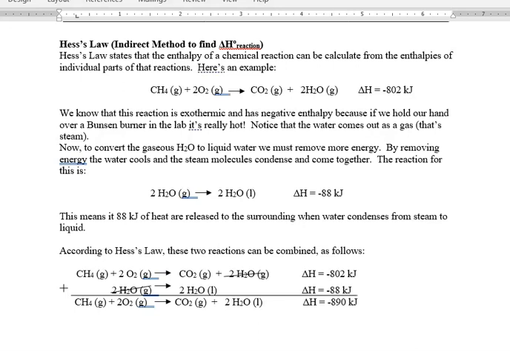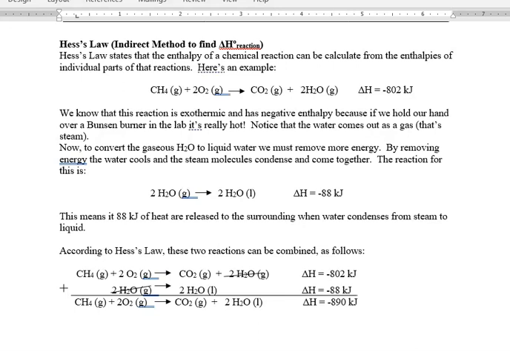So Hess's law states that the enthalpy of a chemical reaction can be calculated from the enthalpies of individual parts of that reaction. Here's an example. So this is just our methane reaction right here. That's CH4 plus 2O2 gives you CO2 and 2H2O. We know that this reaction is exothermic and has negative enthalpy because if we hold our hand over a Bunsen burner in the lab, it's really hot. Notice that the water comes out as a gas, that's steam. So you have a different enthalpy than you would have had if that had been liquid water.